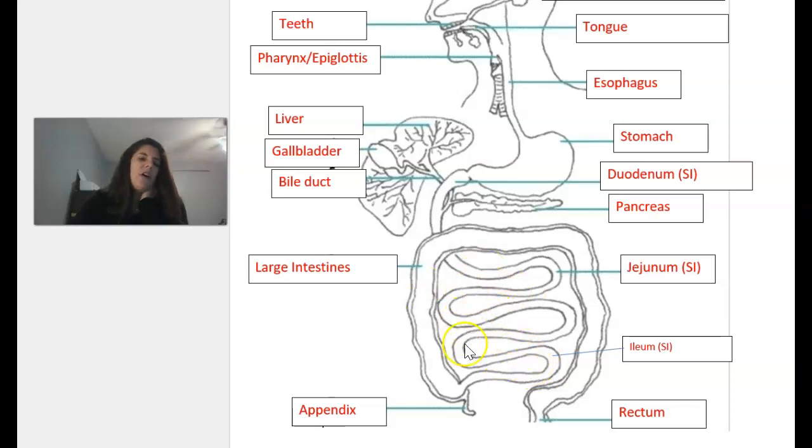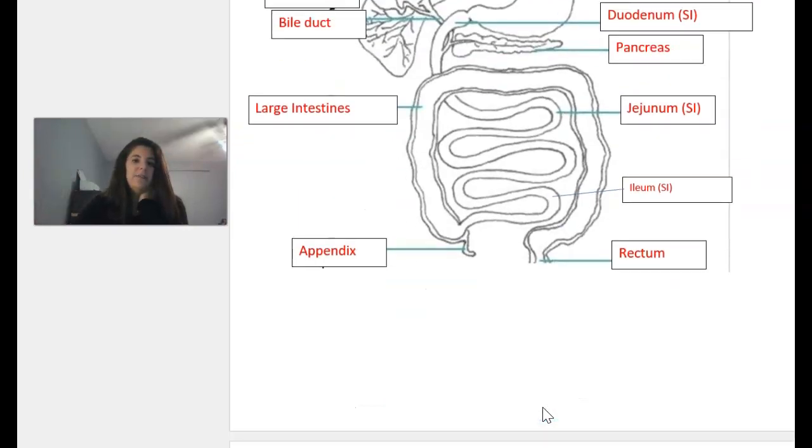As the food makes its way through the small intestines, the duodenum, the jejunum, and the ileum, this is going to be where almost all of our chemical digestion takes place. And then finally, we get to the large intestines. Your large intestines is divided into the ascending colon, the transverse colon, the descending colon, the sigmoid colon, and then the rectum, where any undigested material will end up being eliminated out of the body. Those are the overall structures involved in your digestive system.